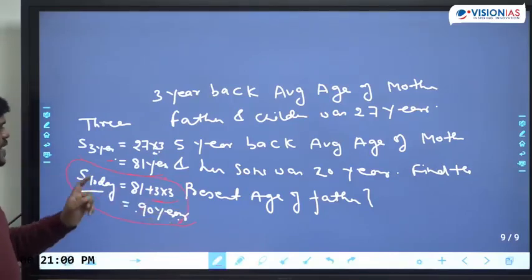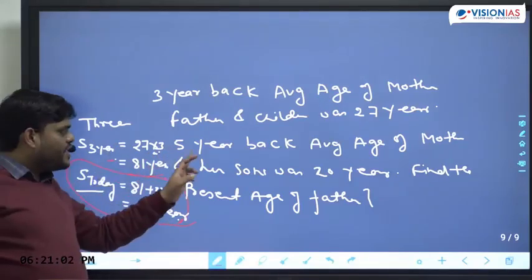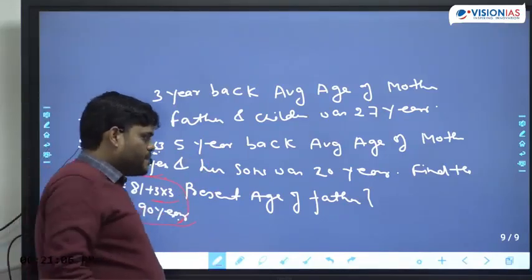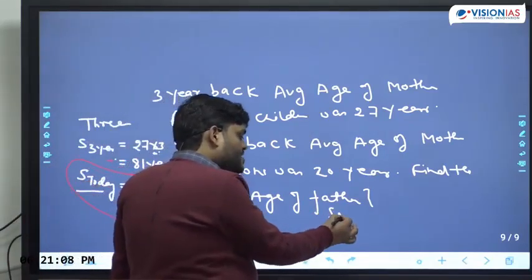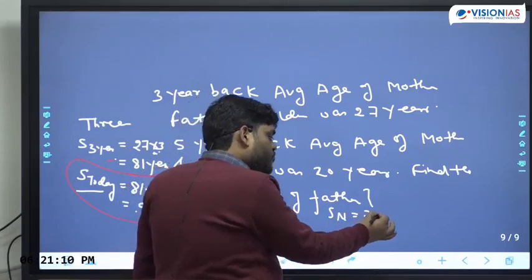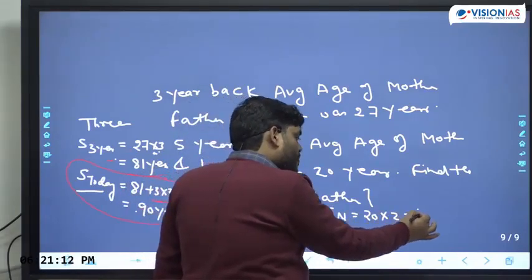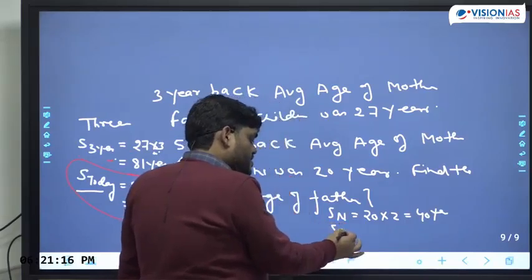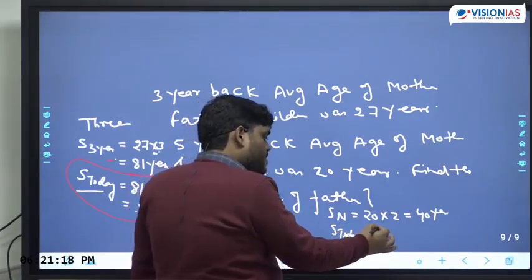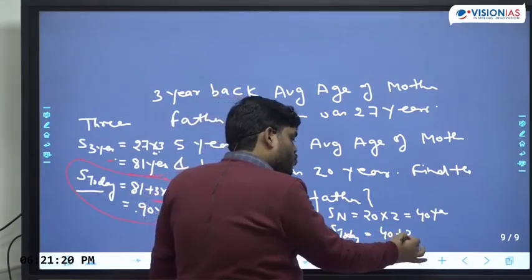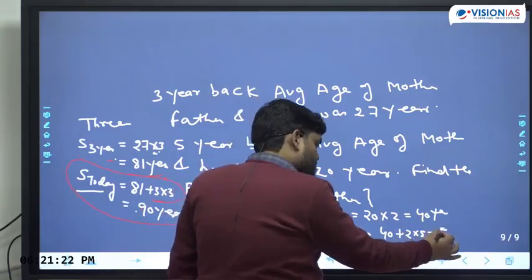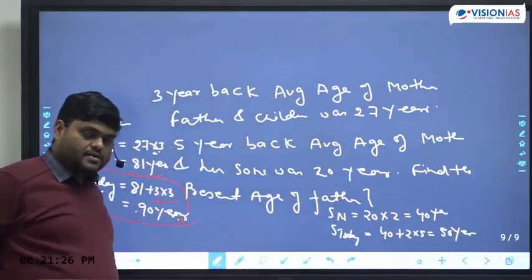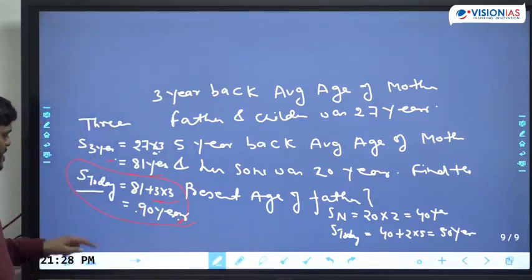The second statement is: 5 years back, the average age of mother and her son was 20 years. So what was the sum 5 years back? 5 years back, the sum was 20 into 2, that means 40 years. So what is the sum today? Sum today will be 40 plus 2 into 5, that means 50 years. Now the question can be solved from here.